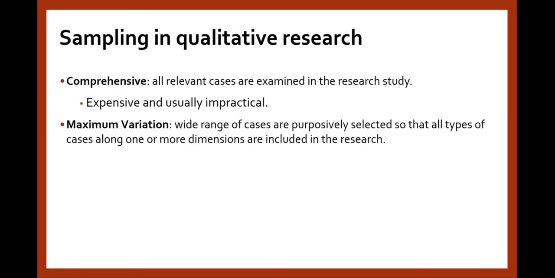So what some people will do is try to do a maximum variation sample, and that will have some kind of underlying trait that then all participants share, yet every other trait is as far apart as possible on whatever spectrum you're looking at. So you have a wide range of cases that are purposely selected, so all types of cases exist along one or more dimensions.